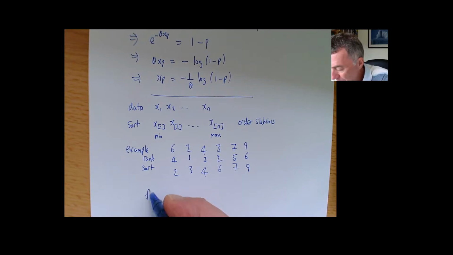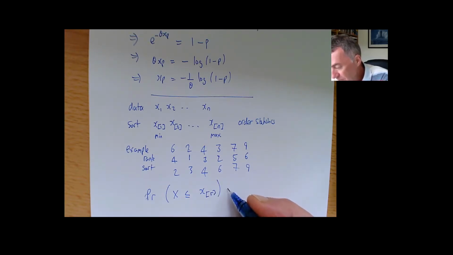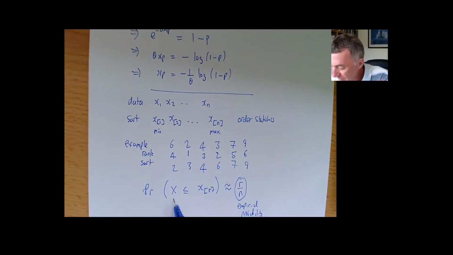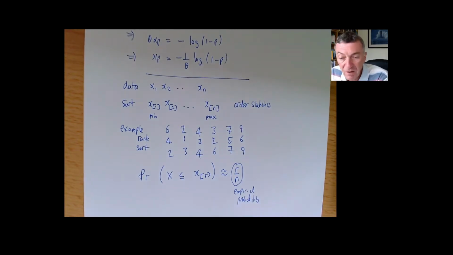So to put it mathematically, the probability of x being less than the order statistic with rank r is going to be roughly the fraction of data below that, which is r over n. This is what's called an empirical probability. We've worked that out just from the rank of the data, the rank divided by n, and the chance of getting something less than this value is basically the rank divided by n. So our order statistics are basically quantiles with known p's.